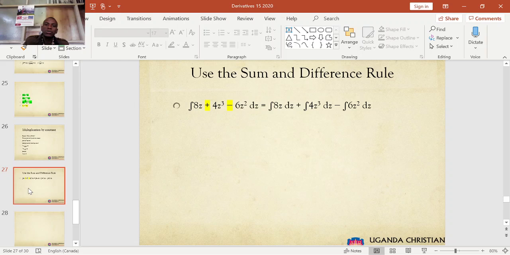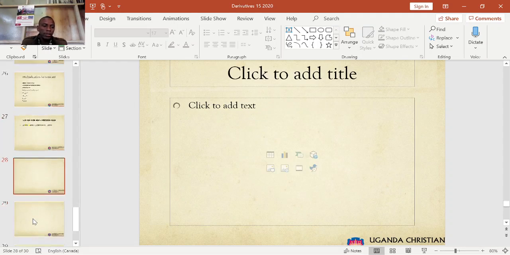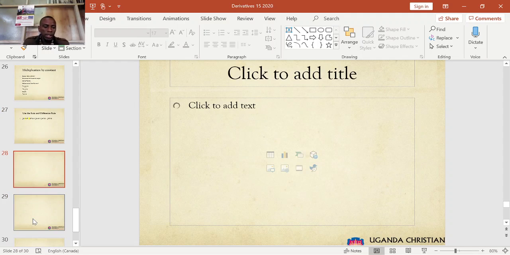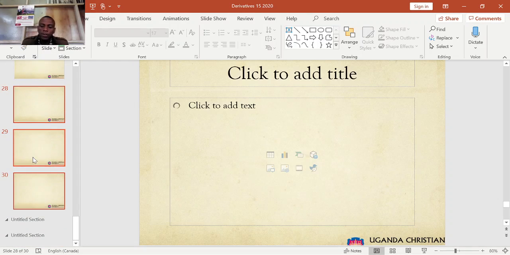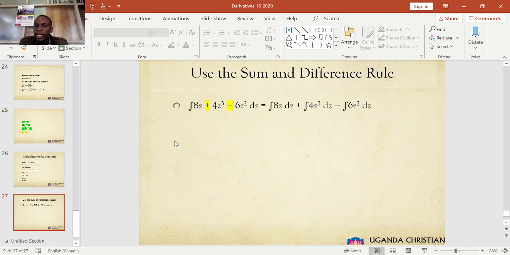I'll ask you to go and do this number using the sum and the difference rule. It's very simple. If I have this function, then that means you're going to deal with the integral of that, plus the integral of that, minus the integral of that. Please try it out and share with me. We are going to apply the earlier rules, but of course we'll be adding and then subtracting.